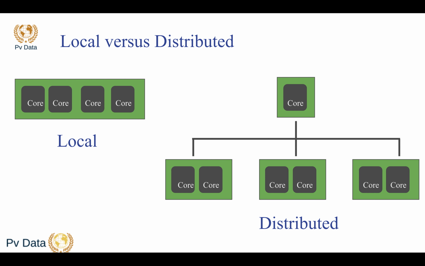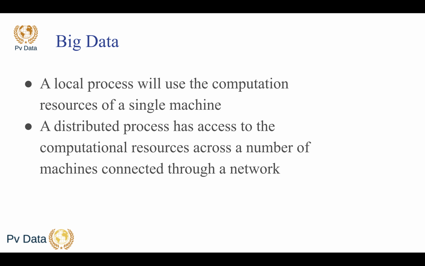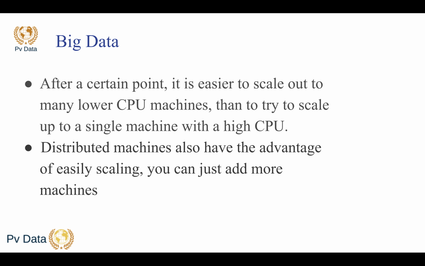Before the distributed system, in a local system we have a fixed number of cores, a fixed number of CPUs, and a fixed amount of RAM. In the distributed system we have multiple systems, each consisting of different cores. A local process will use the computation resources on a single machine. As you know, the local computer uses its own RAM and memory. A distributed process has access to computational resources across a number of machines connected through the network. All the things are connected to the network.